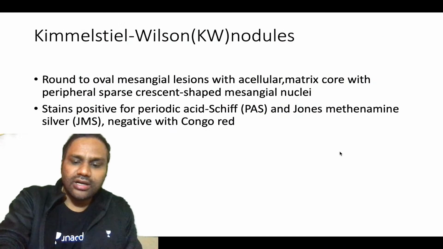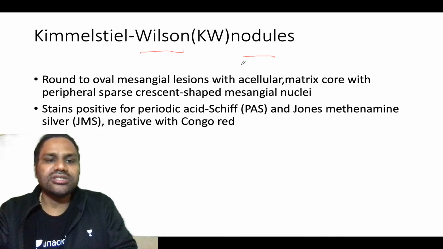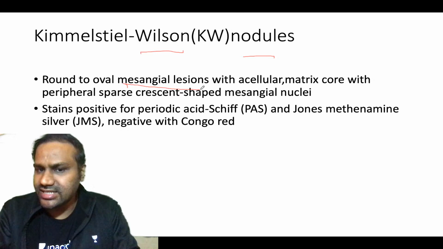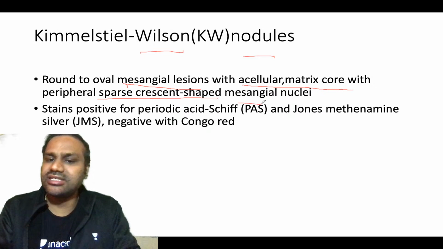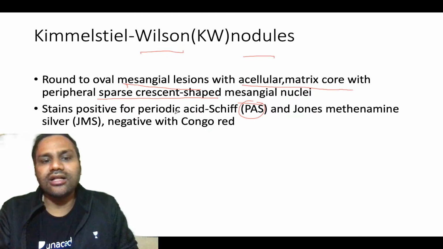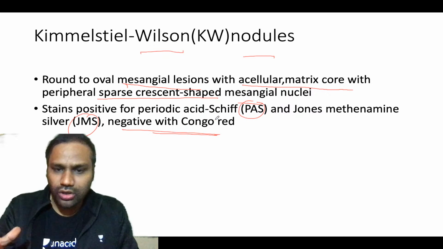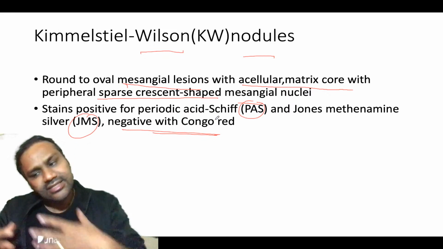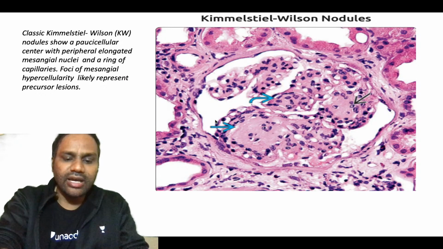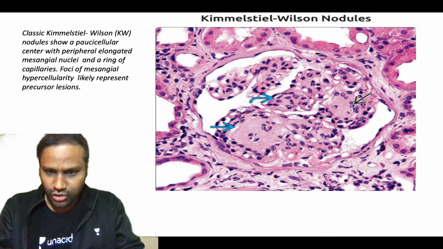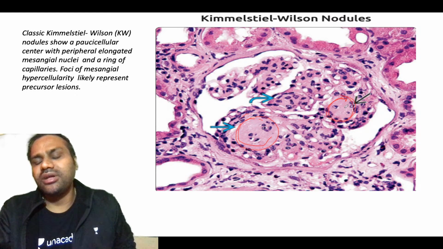Now very much important, you see Kimmelstiel-Wilson nodule in case of diabetic glomerulosclerosis. They are basically round to oval lesions with acellular matrix core with peripheral spar crescent shape mesangial nuclei. They are PAS positive and also Jones methenamine silver positive, but negative for Congo red, because such type of acellular matrix can be amyloidosis also. That nodule can be formed by amyloidosis also. These nodules are basically Kimmelstiel-Wilson's nodule.